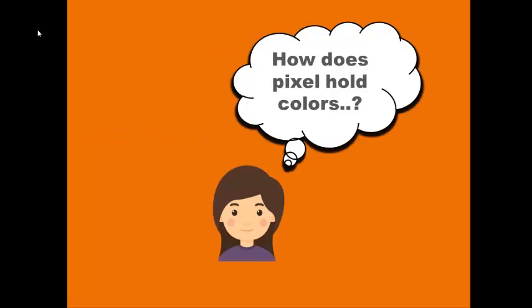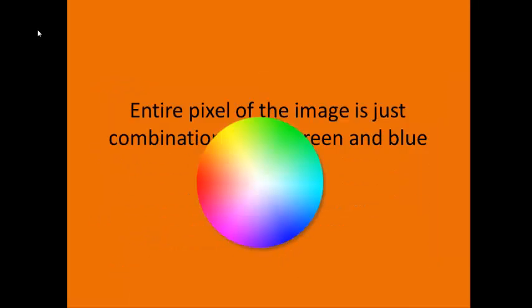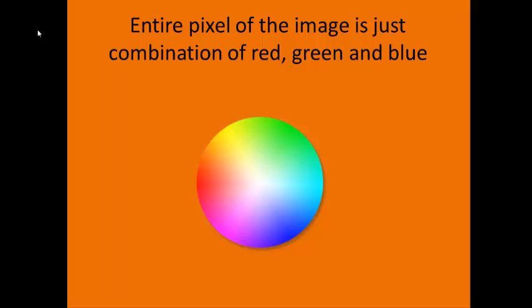So how can a pixel hold different colors? To understand that, we must first understand colors. Each color that we see is in general a combination of red, green and blue. With the right combination of red, green and blue, we can pretty much create every color. In the same way, the pixel also holds the value for red, green and blue. So it makes it possible to represent most of the colors that you see.